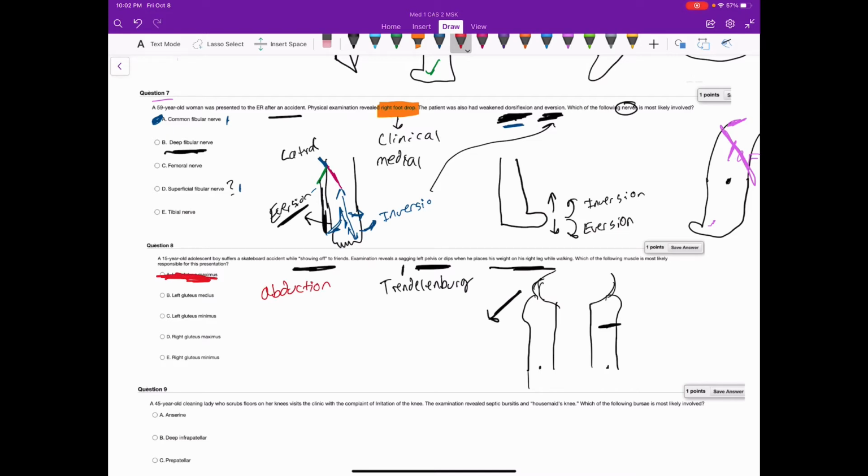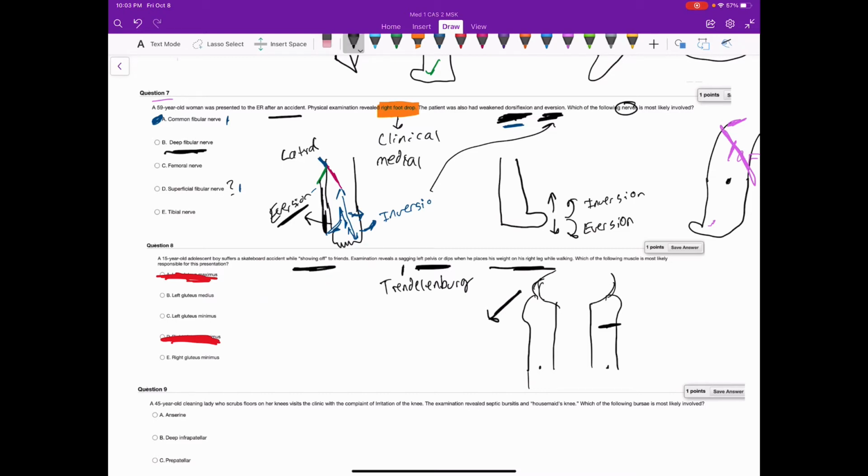A left gluteus medius, maybe. A left gluteus minimus, maybe, because both of these guys help with abduction. A right gluteus maximus, no, you could already eliminate him because gluteus maximus does extension. What about a right gluteus minimus? Maybe. Now, if I was just taking the test, I would probably pick E because left gluteus medius and left gluteus minimus do the same exact function with abduction. And since they're both answer choices, I'm going to have to go with the right one. But let me explain why in the Trendelenburg sign it's the right one instead of the left one.